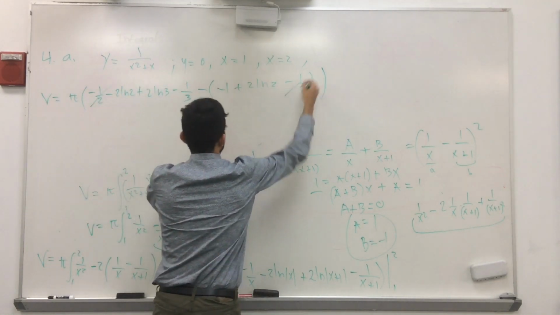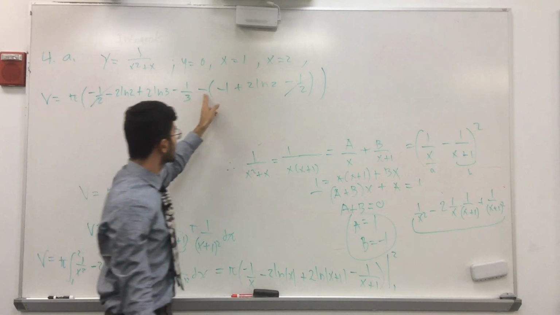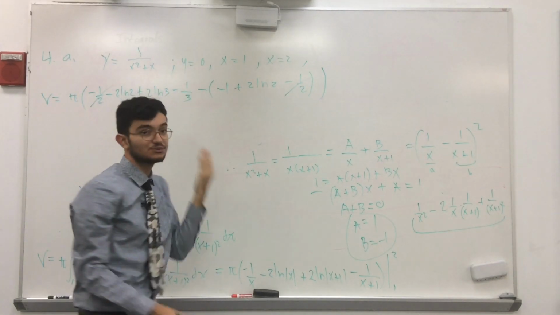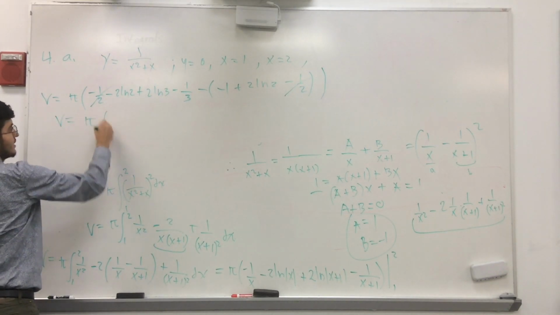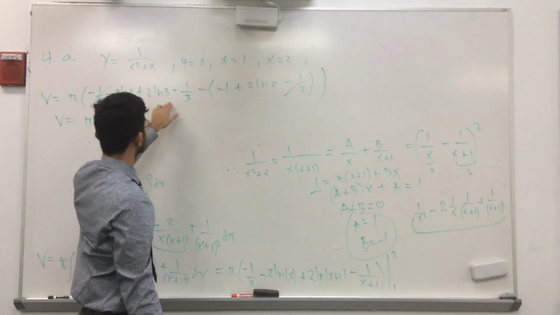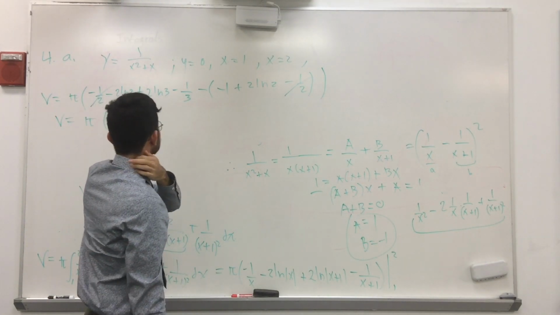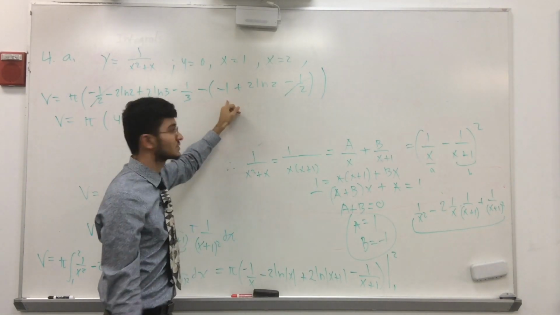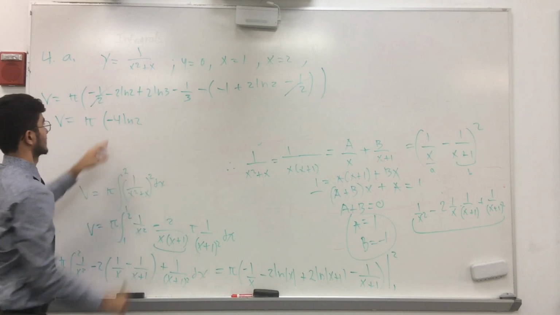Okay, we have negative 2 ln of 2, we have minus 2 ln of 2, so that's going to be 4 ln of 2. So we have that the volume is pi times 4 ln of 2, and then we have 2 ln 3, right, minus 1/3, minus 1, right? So this is negative 1, plus 1, which will become plus 1.